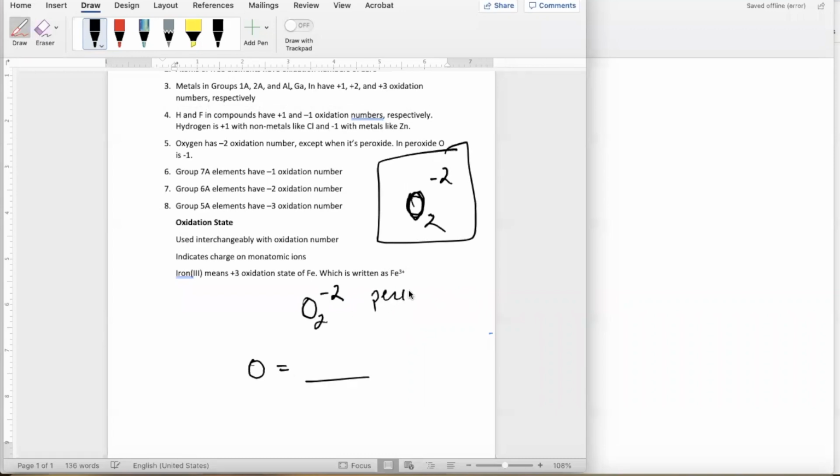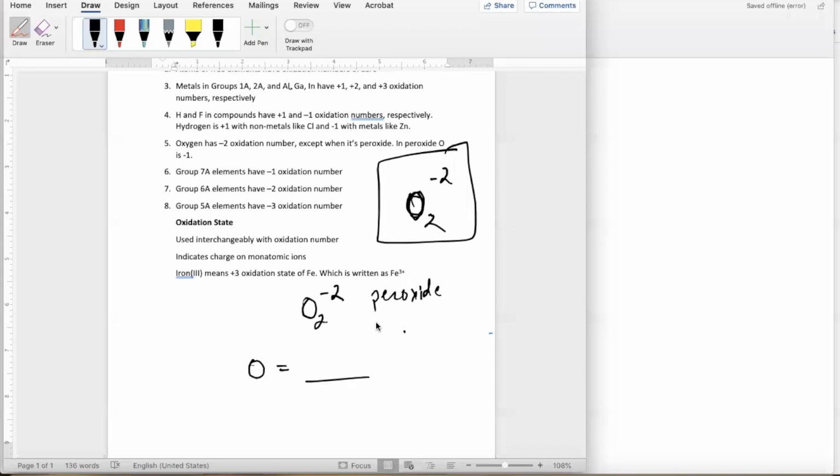-2. Wait, no. It would be -1, right? Because in this case, how would we do that actually? Okay. So O2 is -2, right? Remember, the charge is always per atom. Does that click? Why is the answer -1?